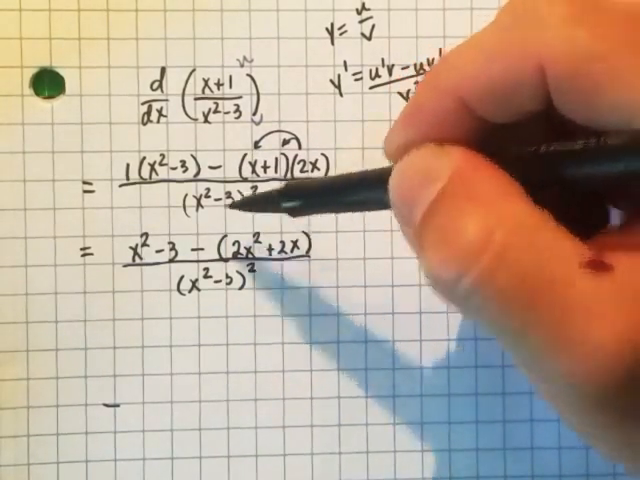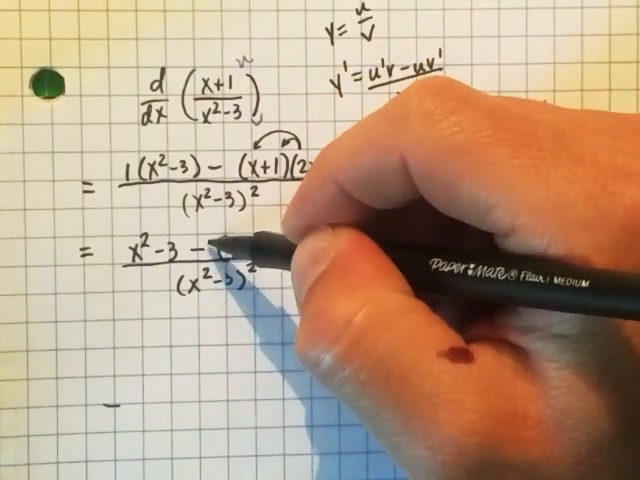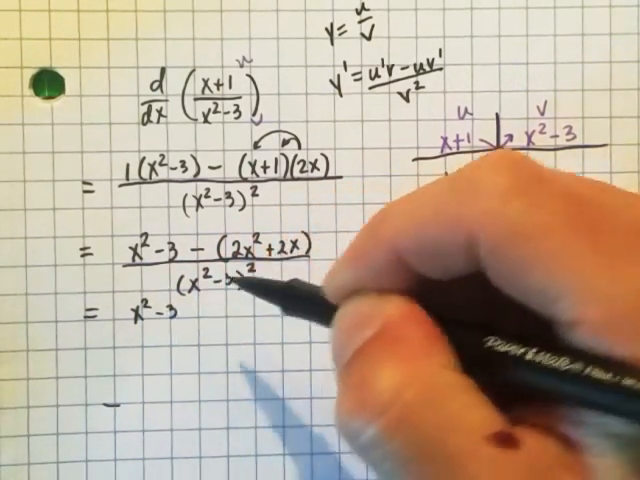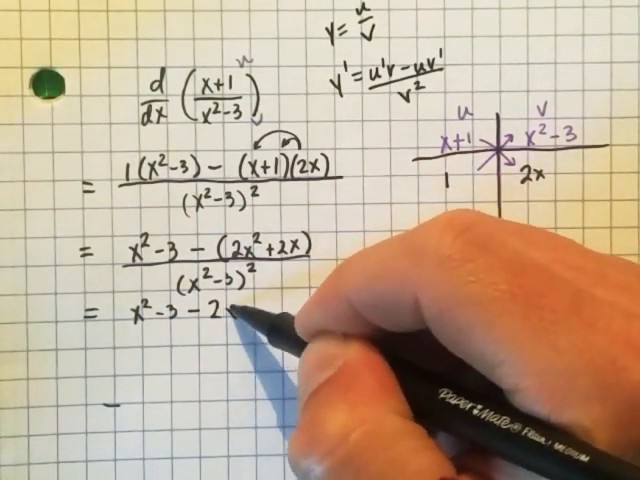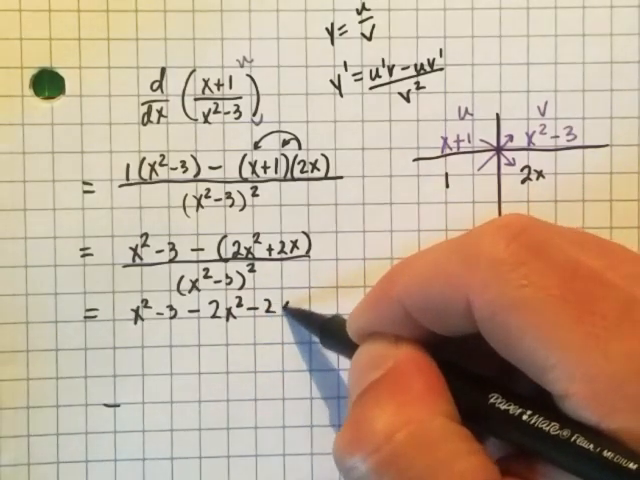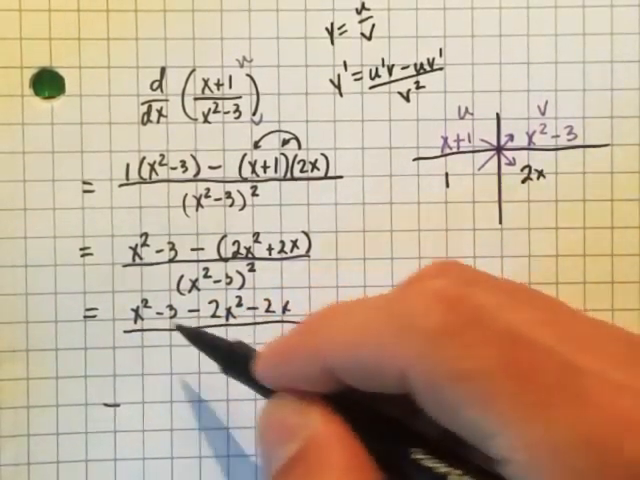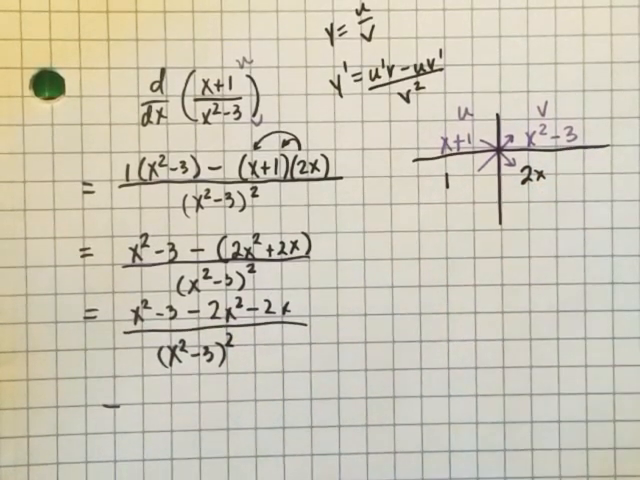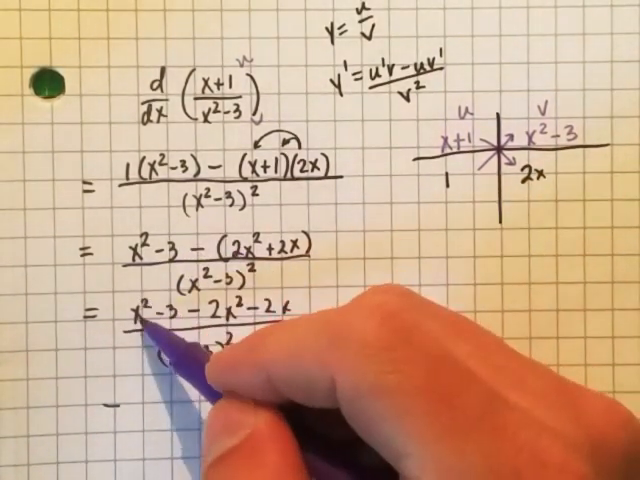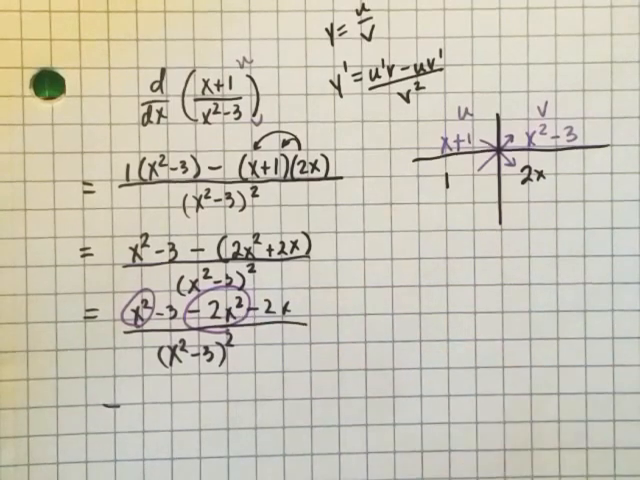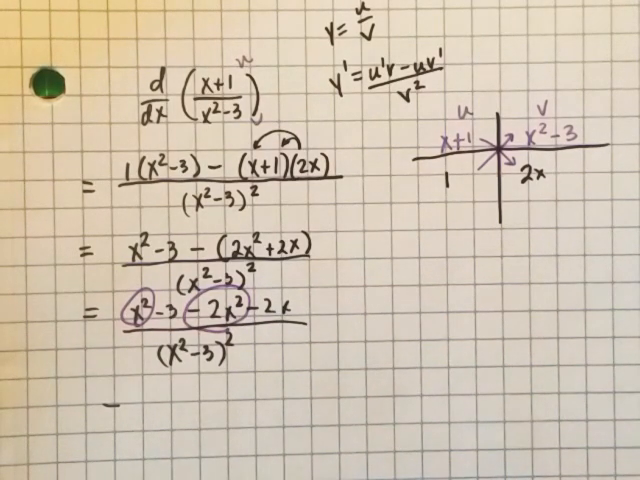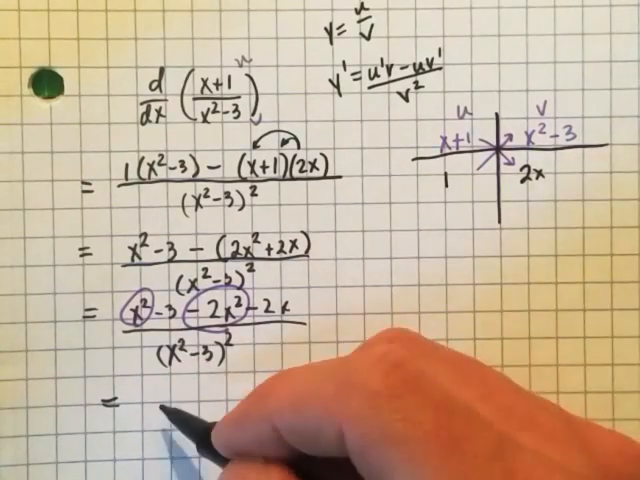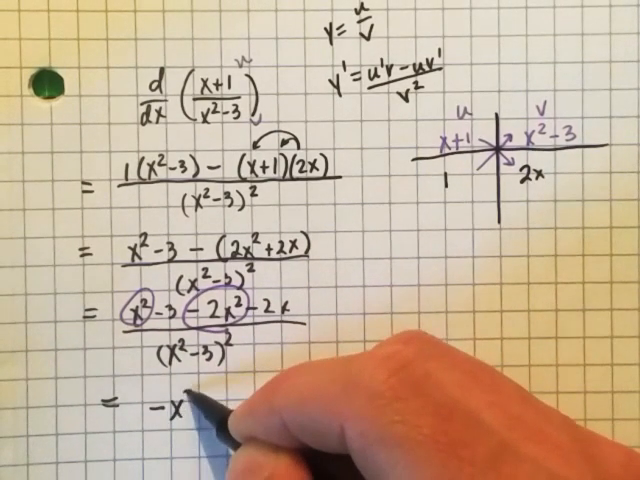And now I can distribute that negative 1. And remember that that negative has to distribute to both of those. So this becomes x squared minus 3 minus 2x squared minus 2x all over x squared minus 3 squared. So now we can actually simplify the top with some like terms. The only like terms are here and here. And a positive x squared and a negative 2x squared, remember that that has a coefficient of 1, is going to give you a negative x squared.